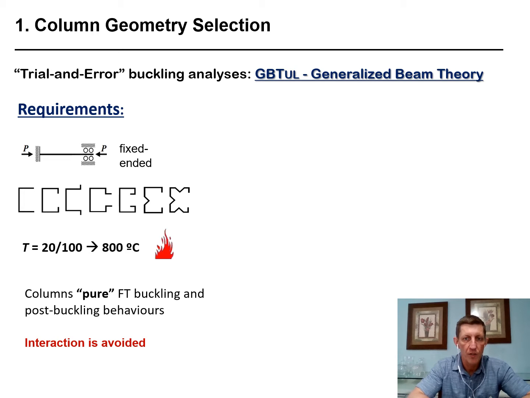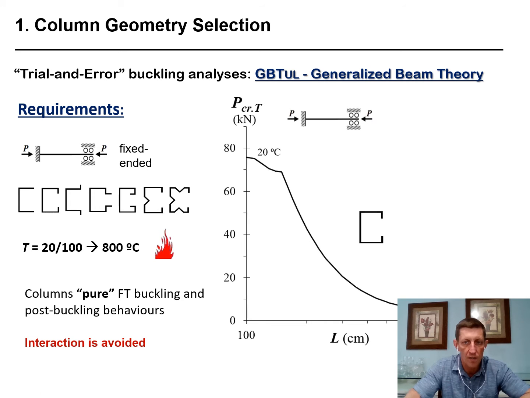The column geometry selection was performed by means of a buckling analysis strategy with the help of the GBTUL code, based on the generalized beam theory, and satisfying the following requirements: fixed-end columns, different cross-section shapes, elevated temperatures, and columns in pure buckling and post-buckling behavior, in the sense that interaction is avoided.